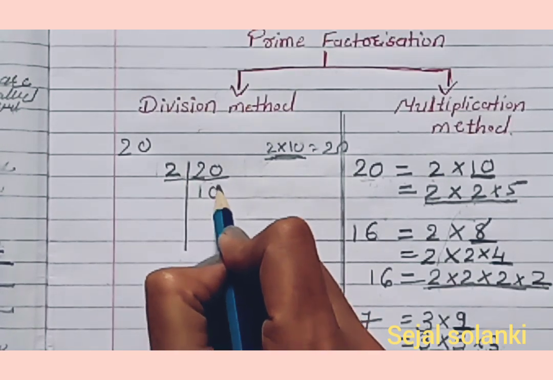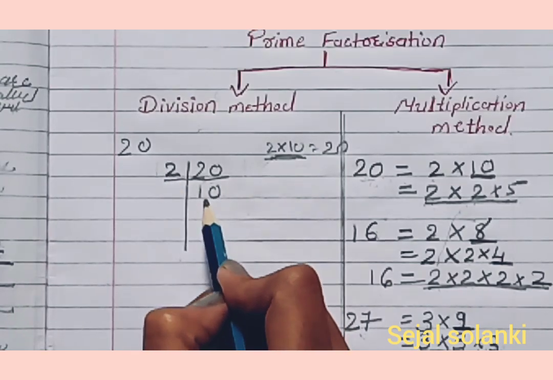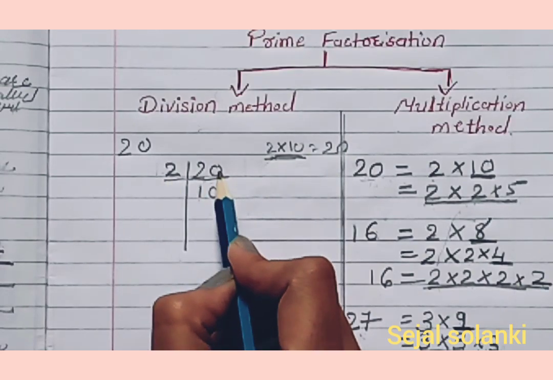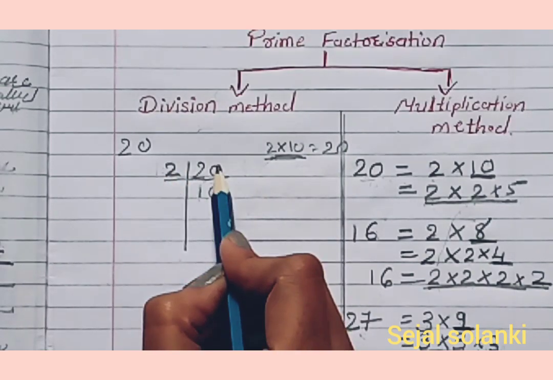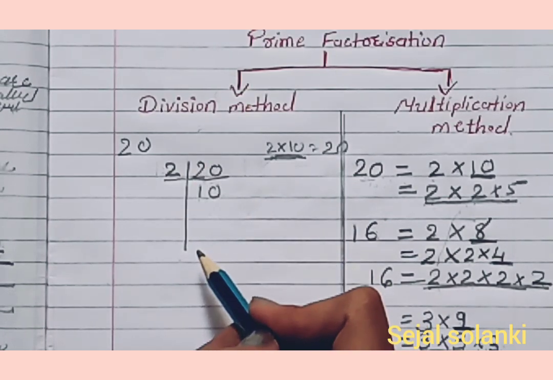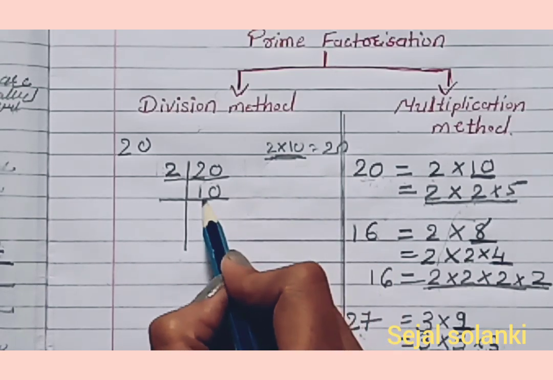2 tens are 20. We will write it again. Okay, the product of these two, the answer, should be 20. 10 2s are 20. At the left side we will write only prime numbers. Now 20's turn is over, next is 10.